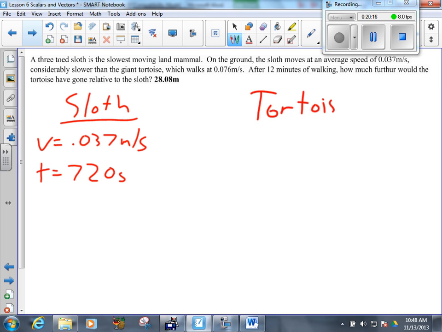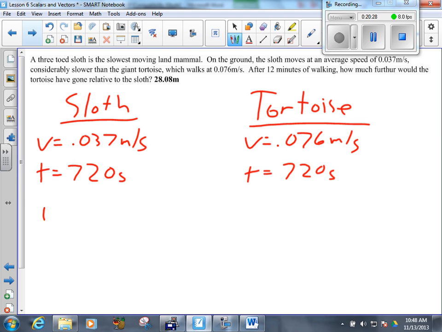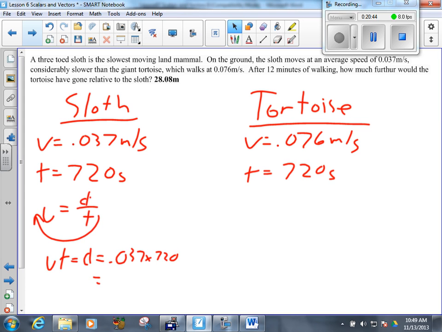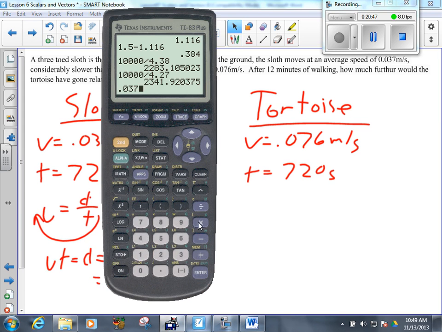Then for the tortoise, I always spell tortoise wrong. Tortoise, v equals 0.076 meters per second. Time is the same, 720 seconds. I got to manipulate v equals d over t to solve for d, which means multiply both sides by t. So v times t equals d, and that's going to be 0.037 times 720. So the sloth will go 26.64 meters.